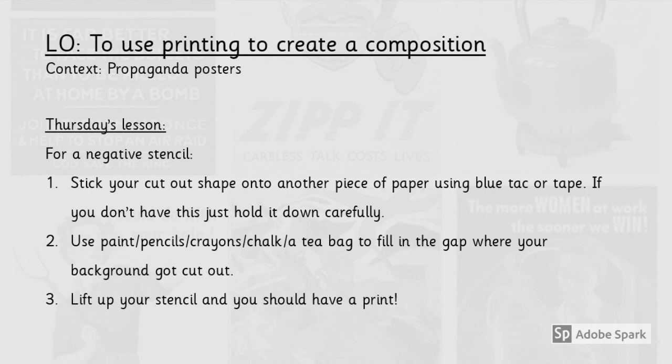Right, that's the end of the lesson. So, recap. Today, you are making your stencil. You're going to draw it on a piece of paper and cut it out. And then on Thursday, you are using your stencil to print your propaganda poster. Now, if you've only made a stencil for an image on your poster, you're also going to need to add the text that you designed before to it.